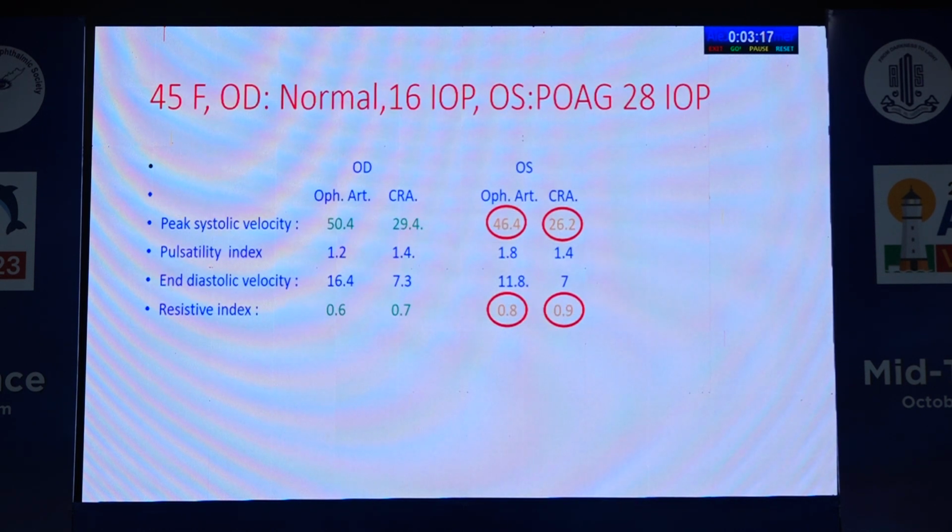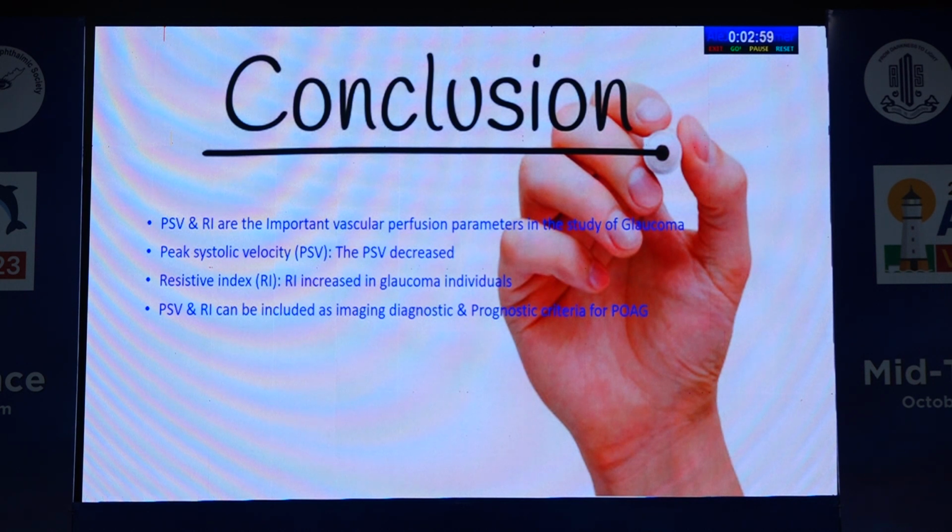We did the same study in one patient where one eye is normal and the other eye is glaucomatous with advanced stage, and also found that the peak systolic velocity is reduced and the resistive index is increased compared to the normal eye. In conclusion, we state that the peak systolic velocity and resistive index are very important vascular parameters in the study of glaucoma. Peak systolic velocity is decreased whereas the resistive index is increased, and these can be included in the imaging diagnostic and prognostic criteria for open angle glaucoma. Thank you.